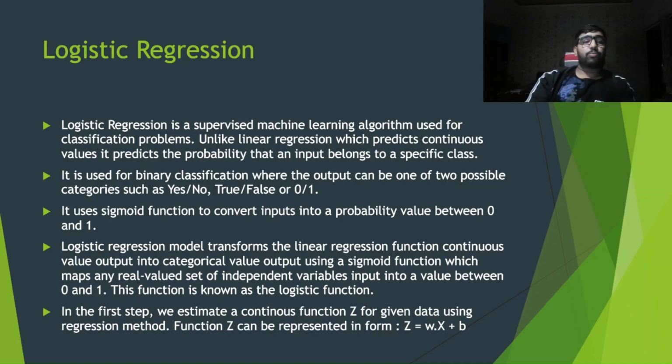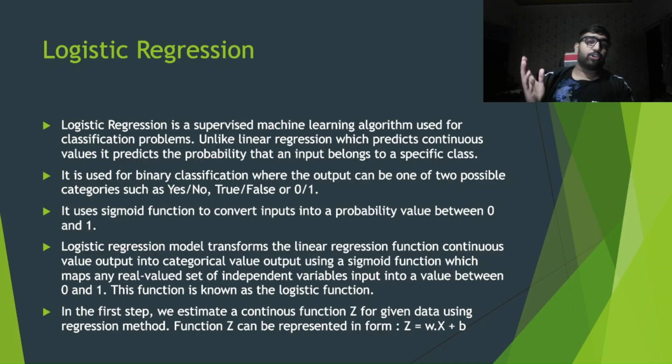It is used for binary classification where the output can be one of two possible categories such as yes, no, true, false or 0, 1. So the more popular use of logistic regression is where we have to classify tuples into only two classes, which could be yes, no, true, false or 0, 1. It uses the sigmoid function to convert the inputs into a probability value between 0 and 1.